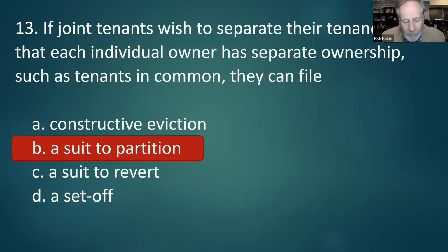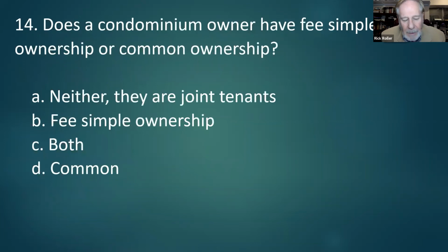Number 14. Does a condominium owner have fee simple ownership or common ownership? Well, actually, they have both. They have fee simple ownership of the interior of their space, and usually it goes from the common walls inward, and of course they have all that interior. But then they also have joint ownership of the land underneath, and sometimes the recreational pools and other common areas. So they actually have both.